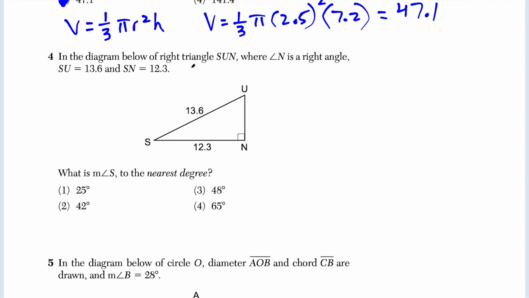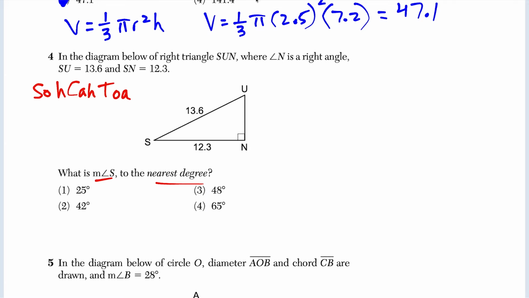Question 4, we have a diagram of right triangle SUN. Angle N is the right angle, and we're told SU is 13.6, SN is 12.3, and we want to know what is the measure of angle S to the nearest degree. So for this one here, it really helps to know this mnemonic, SOHCAHTOA, because SOHCAHTOA is going to help you choose the correct trig function to find the missing angle.